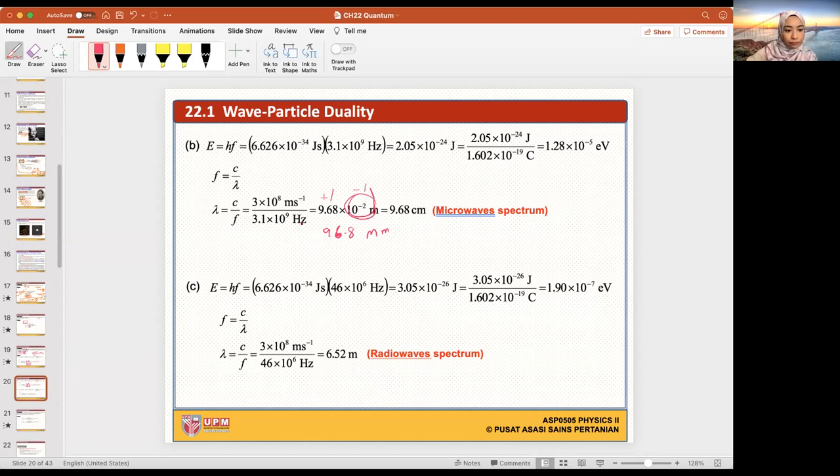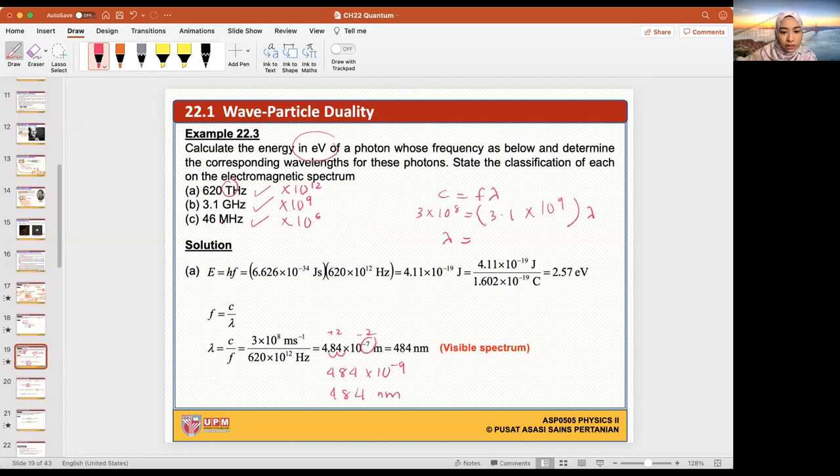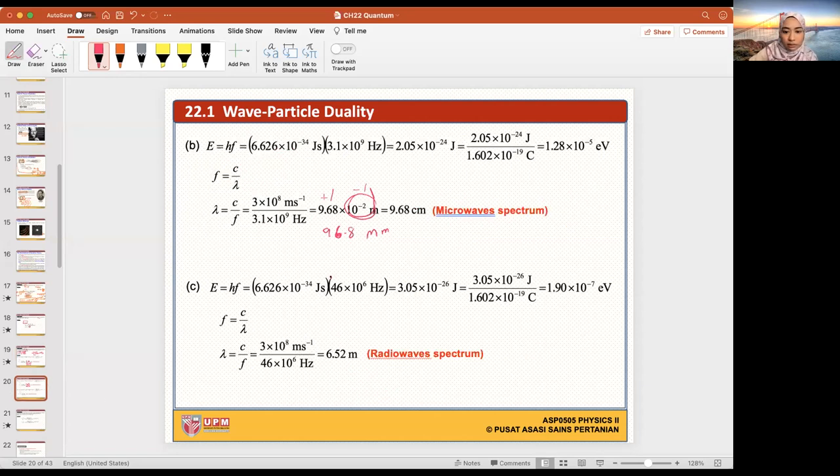So E equals, what's the answer here? What was the question earlier? Why am I stuck? Okay, so it's 46 mega. So I will convert this to 46 times 10 to the 6. So you get your lambda. Where is it? Oh, it's here. Where is the lambda? Oh, they didn't look for it. What is this? Oh, here, sorry, my bad. What did they look for here? EV. Okay, so here 6.52 meter. Okay, 6.52 meter, so directly in meters.